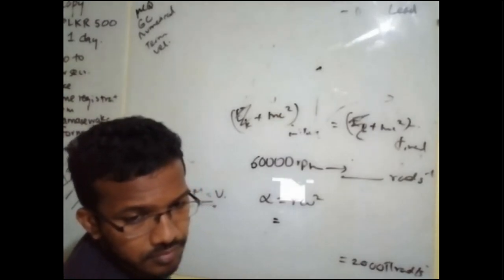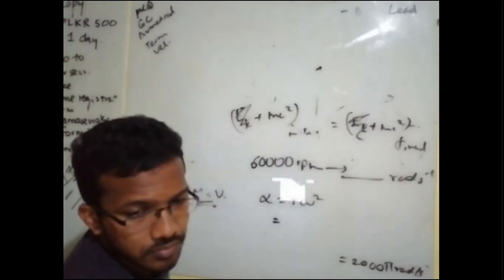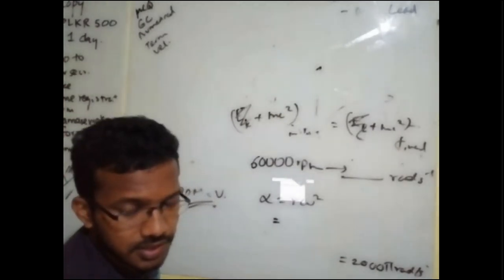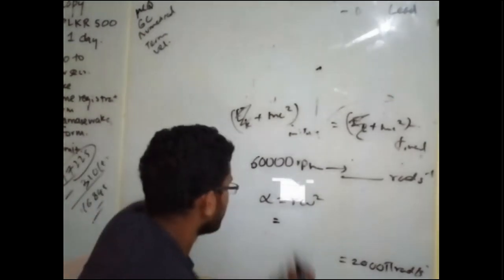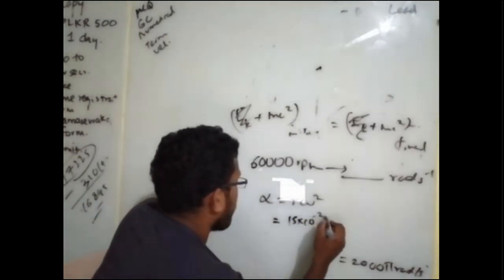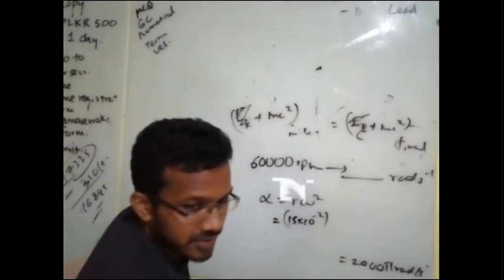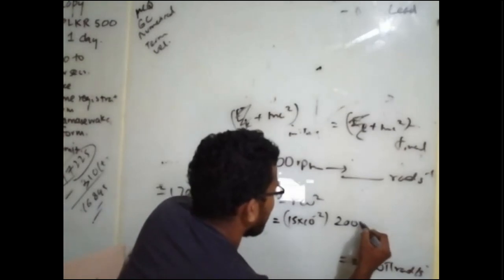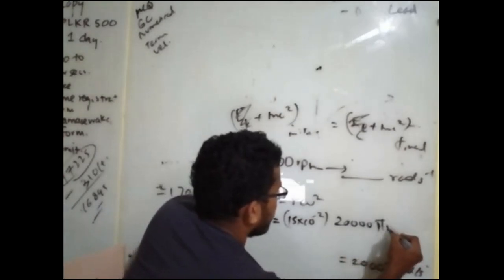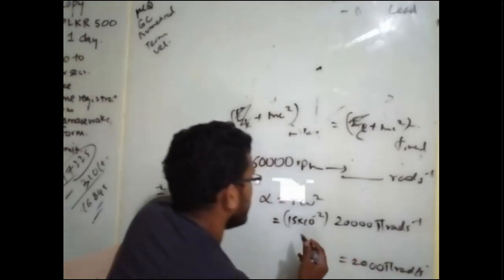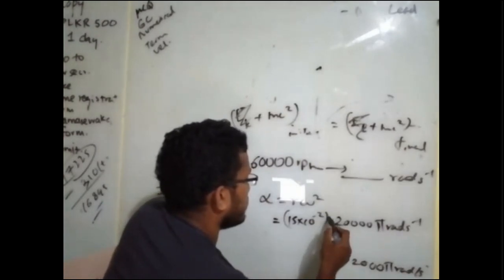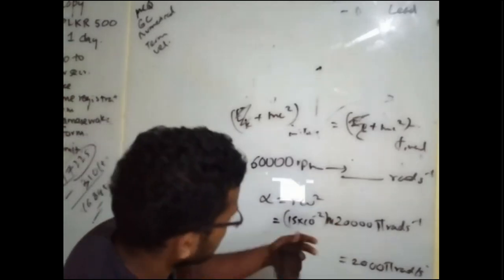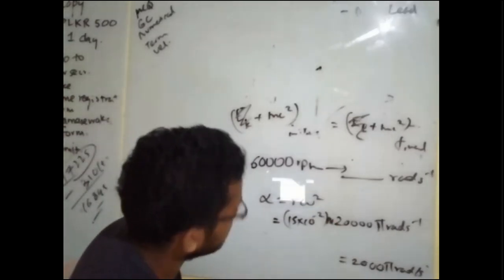We got omega squared. No, from the question, tell me the radius. Oh, that's 15, because the diameter is 30. I was checking whether you are paying attention. That's good. That's meters. Don't worry about units; we are using standard units.